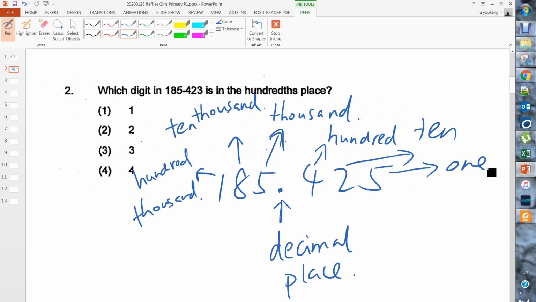The order is 1. The next one will be 10, and then the next one will be 100,000, 10,000, 100,000. At least this order is correct. But now the question is, how does this decimal place affect the value?